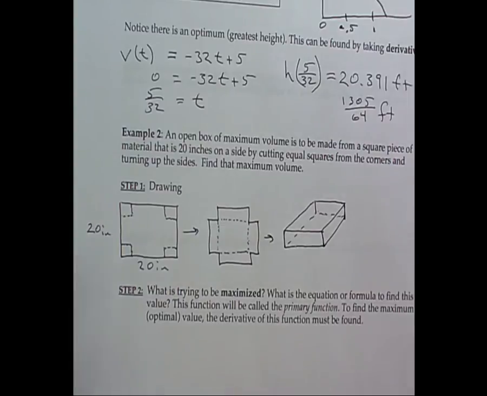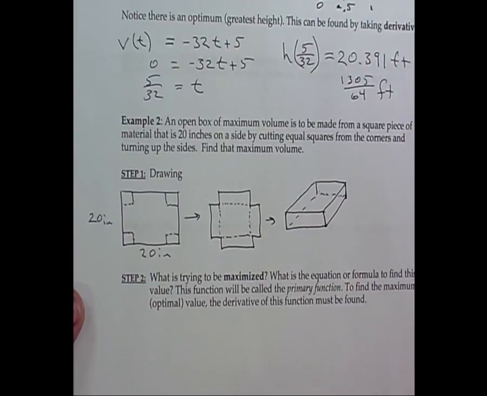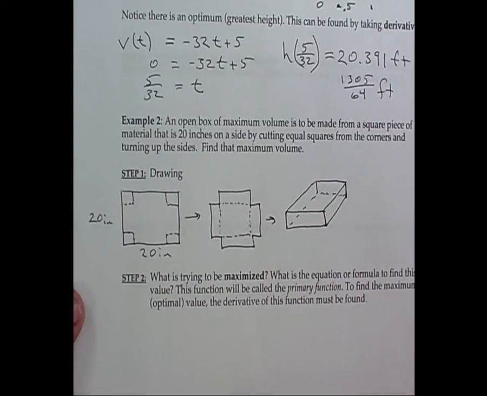So, Eden, in this problem, it says an open box of maximum volume is to be made from a square piece of material that is 20 inches on a side by cutting equal squares from the corners and turning up the sides. Find the maximum volume. Okay, here's my question. What is trying to be maximized? Volume.